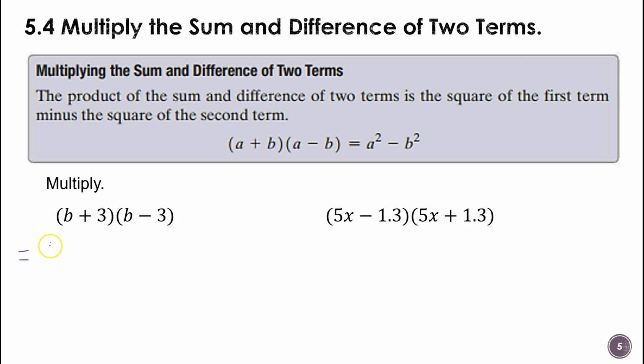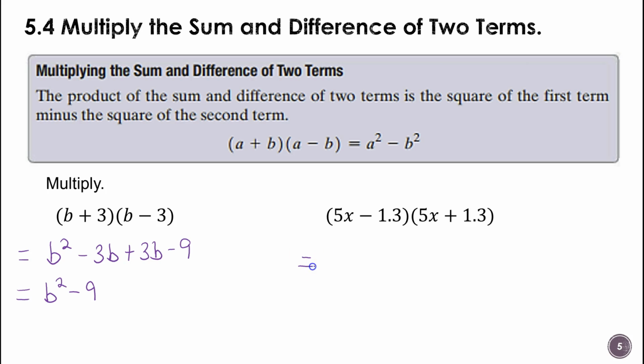So I'm going to multiply b times b, b times -3, +3 times b, and 3 times -3. Well, that simplifies to simply b squared minus 9. Notice what happens to your middle terms. This will happen every time you're working with two binomials that are the same except the signs between them. And it's a shortcut, so it's nice to take a shortcut.